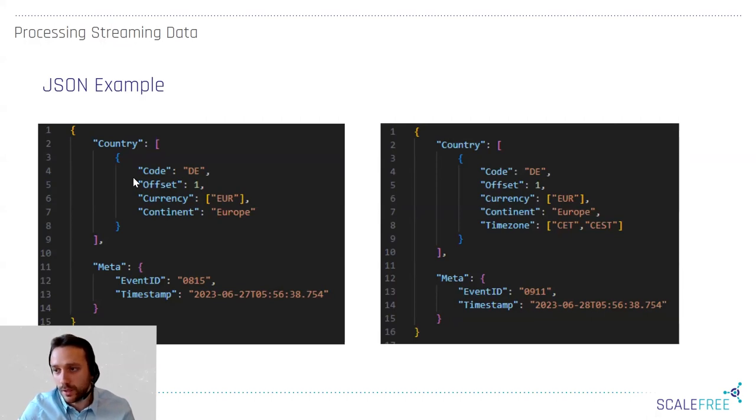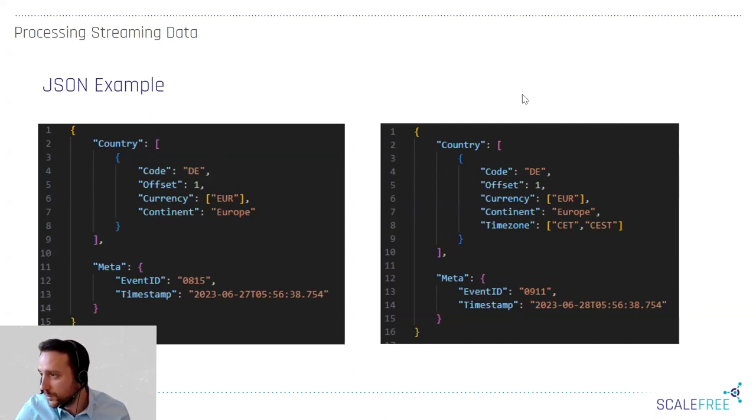could change, right? So in this example, we have a country object. We have a code attribute, which could be a business key, for example, and three additional descriptive attributes, offset, currency, and continent. So it's a really small example. So this is the first message.